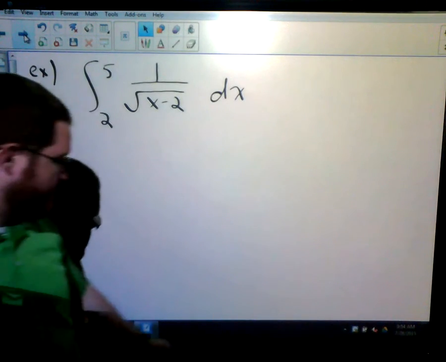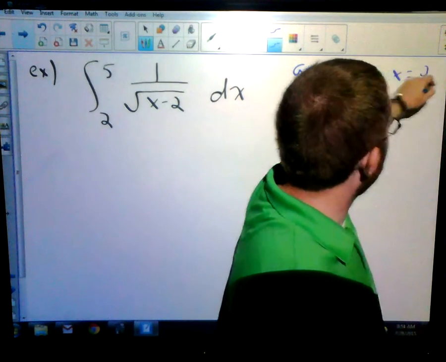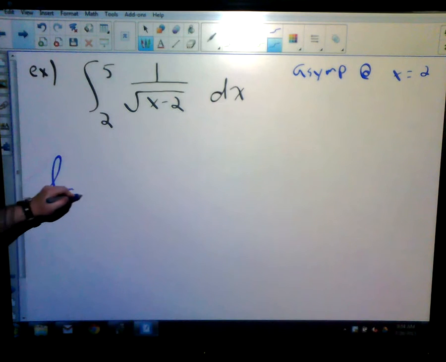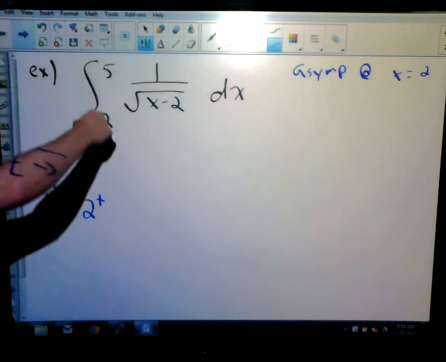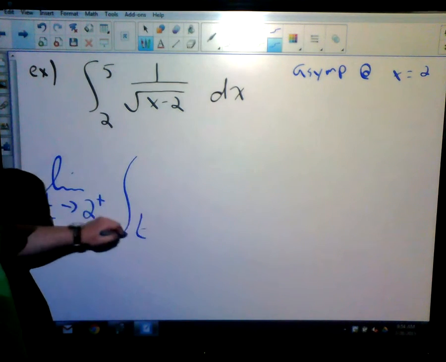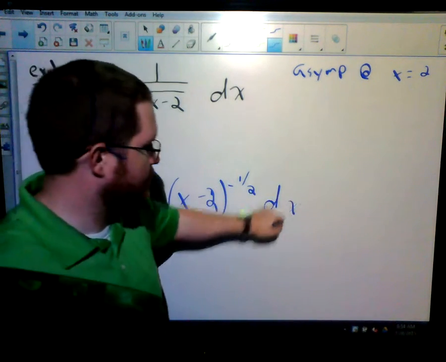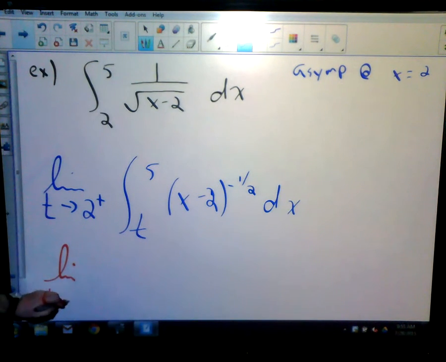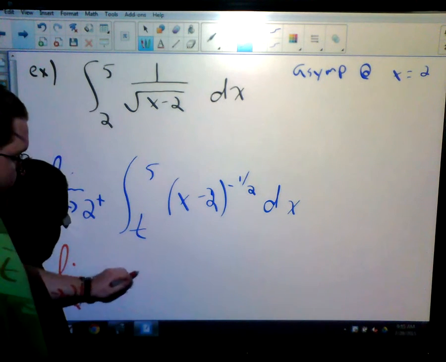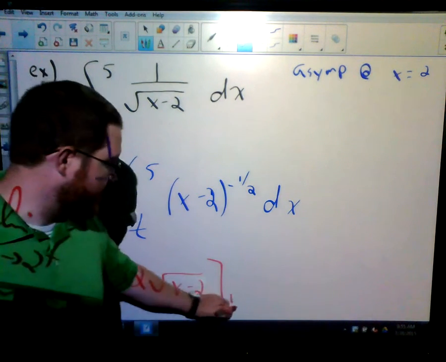Let's go back and try this one. This one has an asymptote at 2. So, I'm going to say it's the limit as t goes to 2 from the right side, because the right side is the side in between here. The integral from t to 5, and this is (x minus 2) to the negative 1/2. Let's integrate. The limit as t approaches 2 from the right side of, that's going to be 2 square root of (x minus 2) evaluated from t to 5.